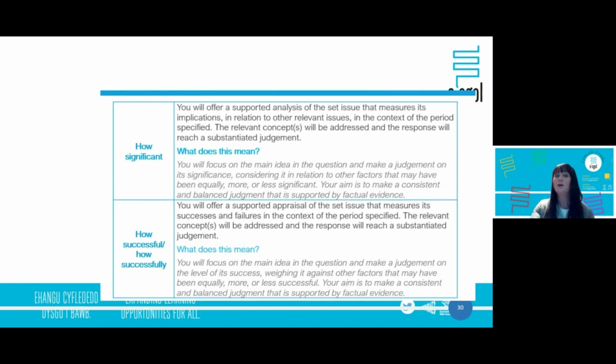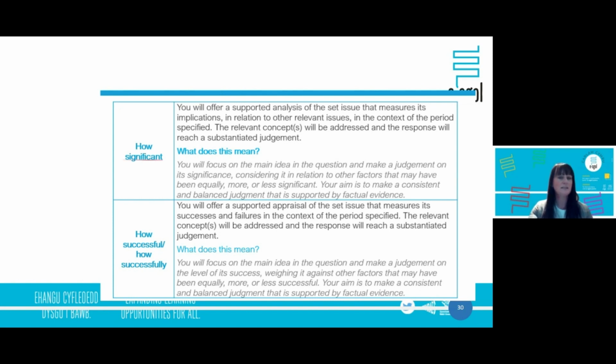You might have a how significant question. So again, you focus on the main idea that they give you in that essay and you make a judgment on its significance, its importance, and you consider it in relation to other factors that may have been equally, more or less significant. So again, you aim to make a consistent and balanced judgment that is supported by factual evidence that you bring into your essay.